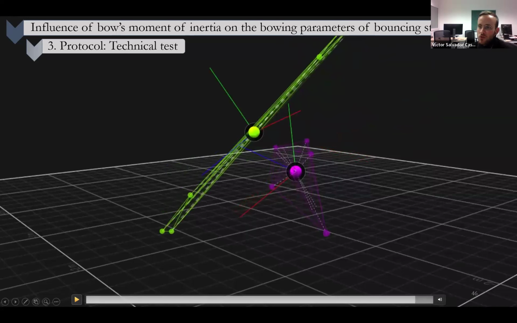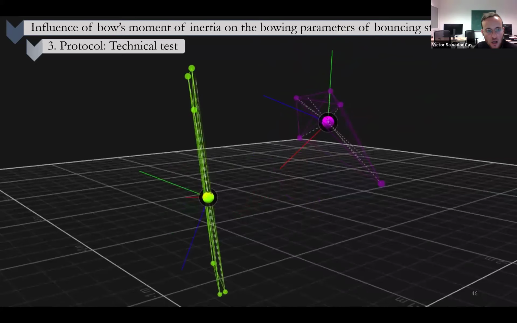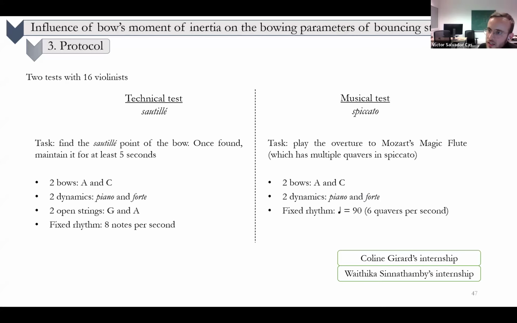And once they found it, they had to keep it for at least 5 seconds so that we could average the bowing parameters afterwards. And then, since this was quite an aseptic test, we decided to do some music, and we asked them to play the overture to Mozart's Magic Flute, which has multiple quavers in bouncing strokes, specifically in spiccato.